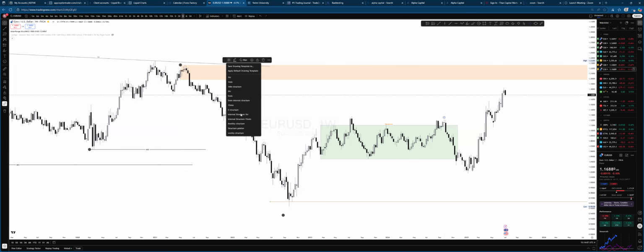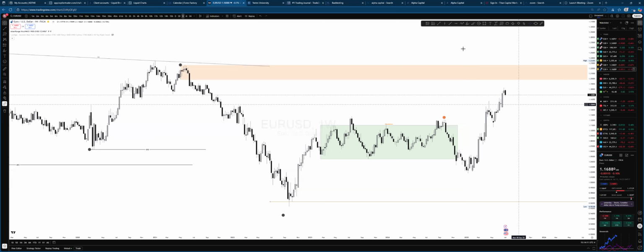All right, so let's go here. This is where we are. We're still on the daily, or weekly actually. So we'll mark weeklies: high, low.